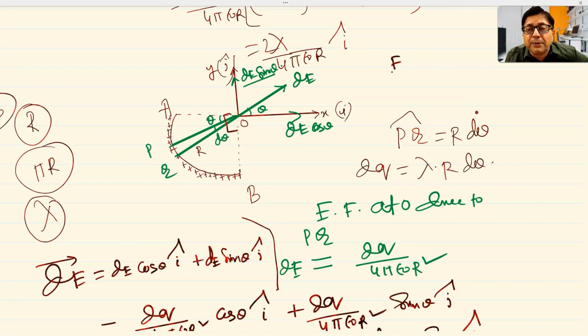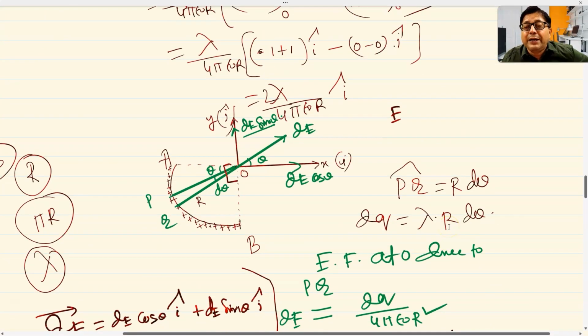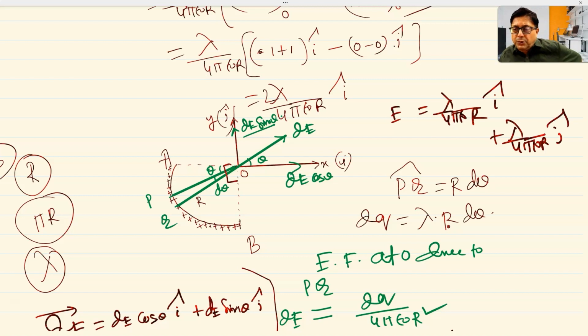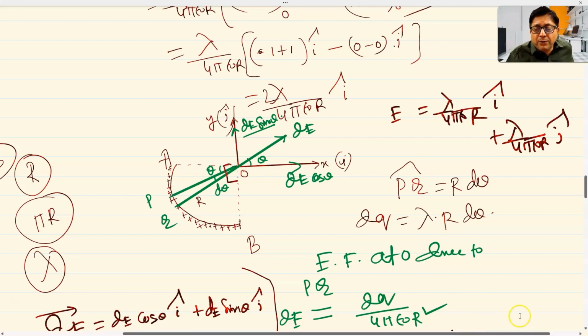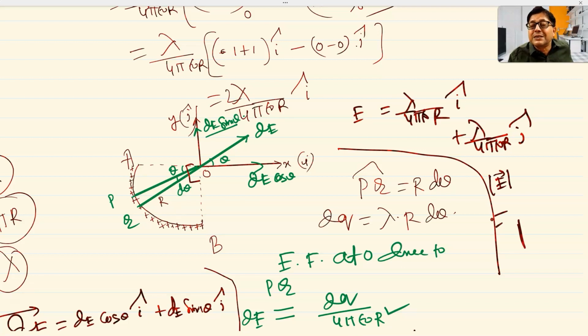That E you have got, E equal to what you have got? Lambda by 4 pi epsilon 0 r into i cap plus lambda by 4 pi epsilon 0 r into j cap. Alright? So net electric field, how do you find? Net electric field you can find just by vector sum. Vectorially I have written. Mod E, how do you find? Mod E will be this square plus this square. Simply.